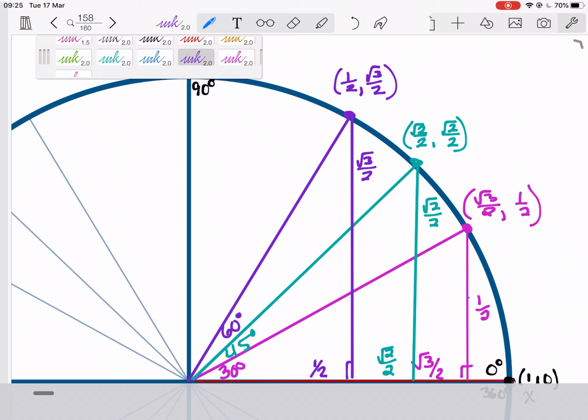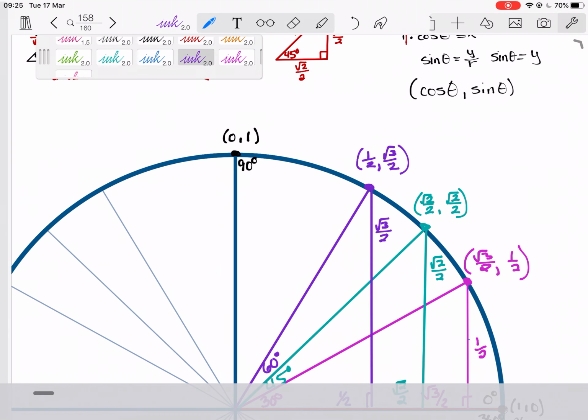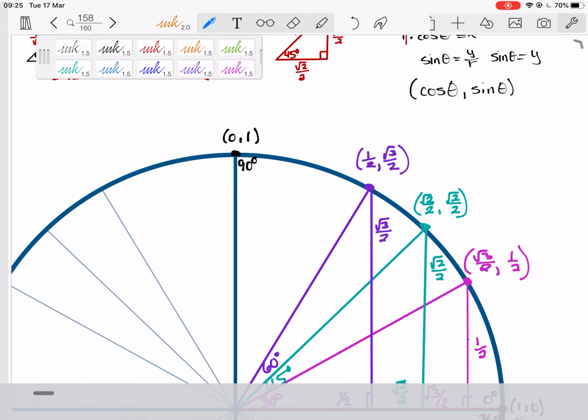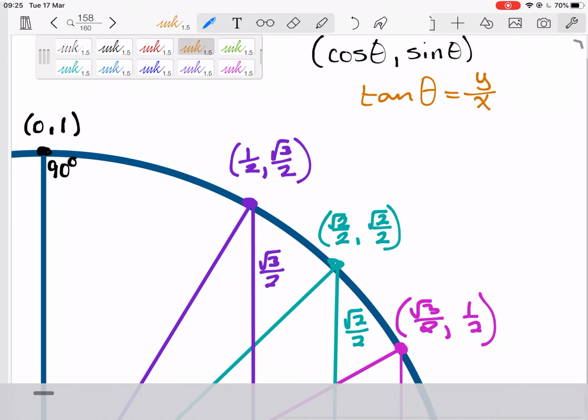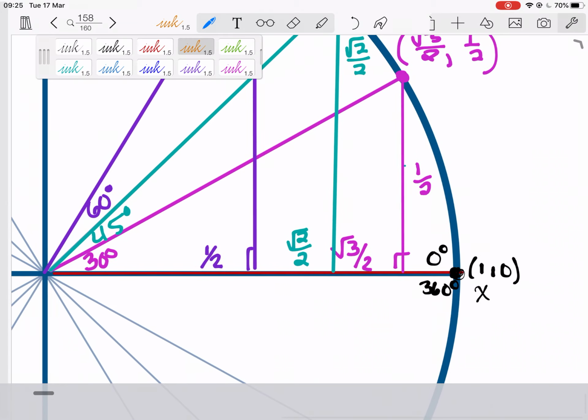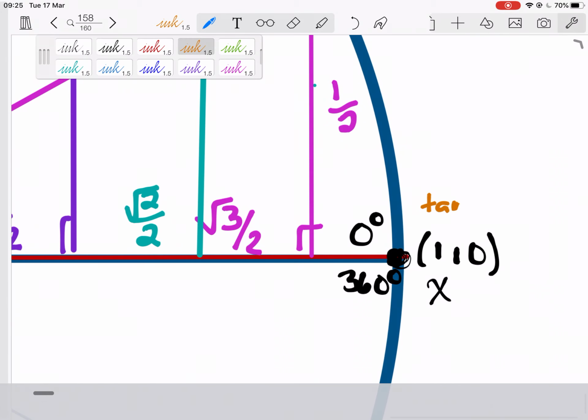And we also have to worry about our tangents. So whenever we're talking about tangent, we always said it was our opposite over adjacent, or in this case, it was our y value over our x value. So we're going to be doing that for each of these. So if I'm looking at, say, tangent of 0 degrees, then I'm doing my y value 0 over my x value 1, which means tangent of 0 degrees is just 0.